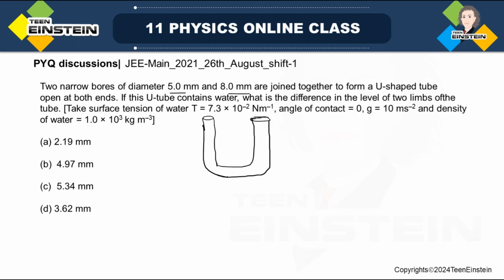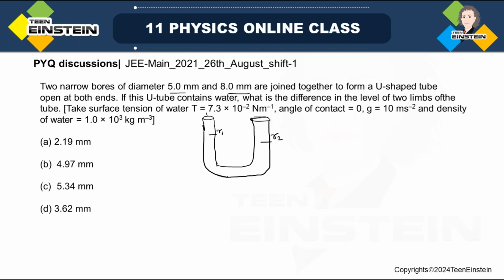So you can understand that this is having greater radius. Let us say this is R2 and this is R1. So this is a U-tube now. Now if this U-tube contains water, what is the difference in the level of the two limbs of the tube? That means if you pour water here, what will be the height difference, or difference in the level.